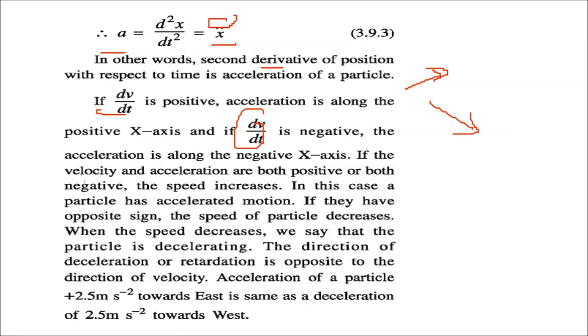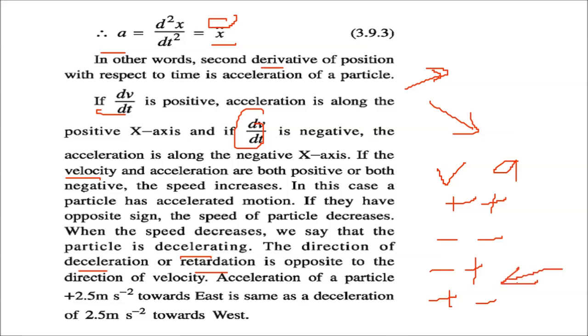One more thing: if velocity and acceleration are both positive or both negative, then the speed is increasing. But if they have opposite signs, that is minus plus or plus minus, the speed of the particle is decreasing. And when the speed decreases, we say that the particle is decelerating. The direction of deceleration, or retardation, is opposite to the direction of velocity. For instance, the acceleration of a particle of 2.5 meter per second square towards the east is the same as the deceleration of 2.5 meter per second square toward the west.